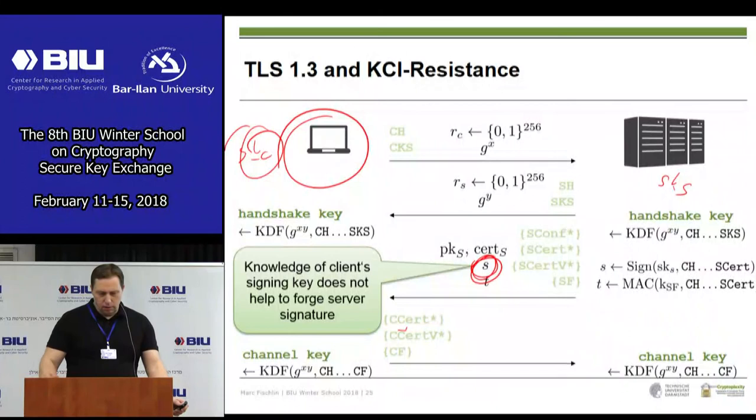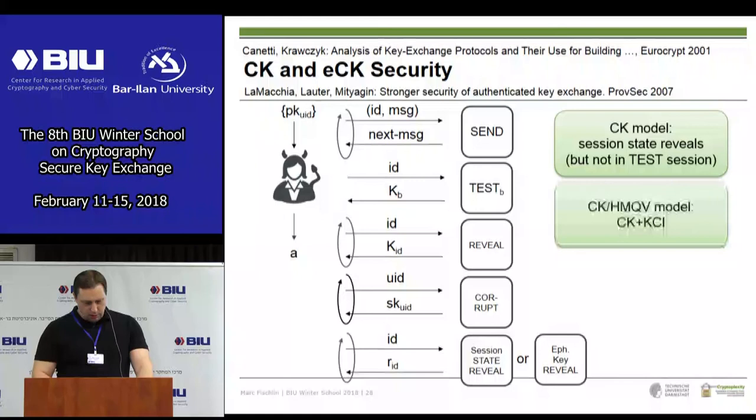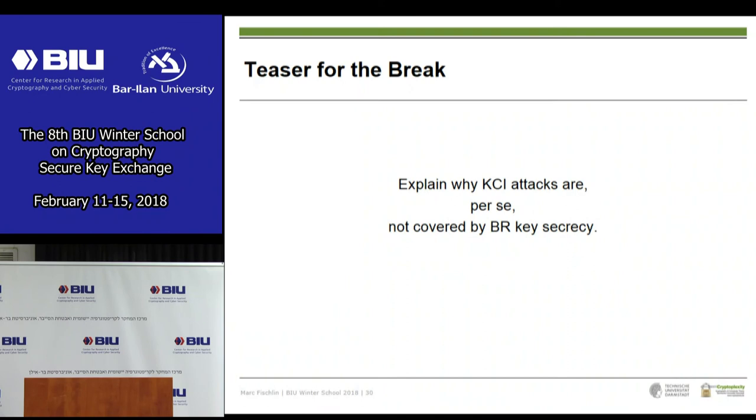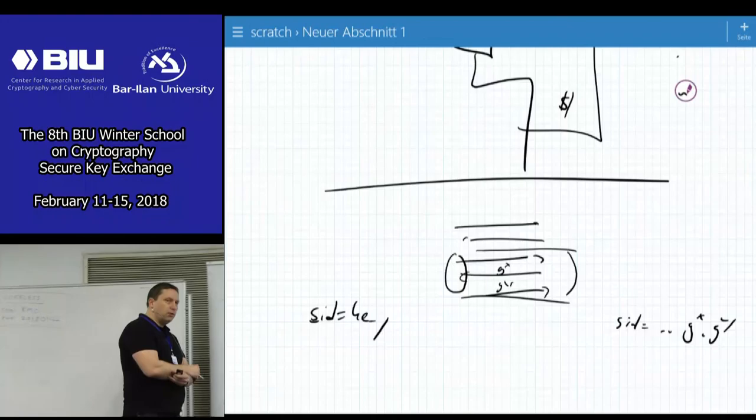Okay, and maybe it's a good point in time to stop here. Let me just, for the break, think about it. I've just told you that UKS attacks are usually not covered in BR. It's not hard to augment the model to cover that. Think about why KCI attacks are not covered by BR secrecy. So this is basically your task over lunch. And now we go on a break.